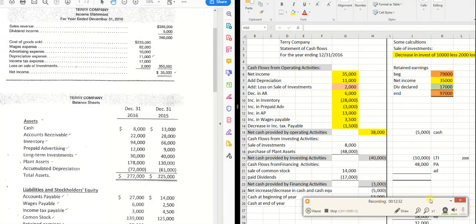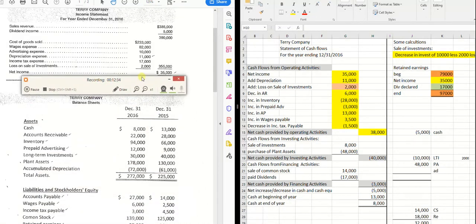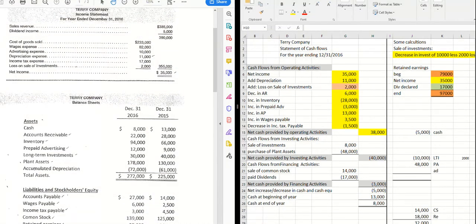Generally what I do is let me get rid of that there. I notice I've taken or added back my loss on sale here to take it out here. Add back my loss on sale here to take it out here. So I sold my investments. They went down by $10,000.